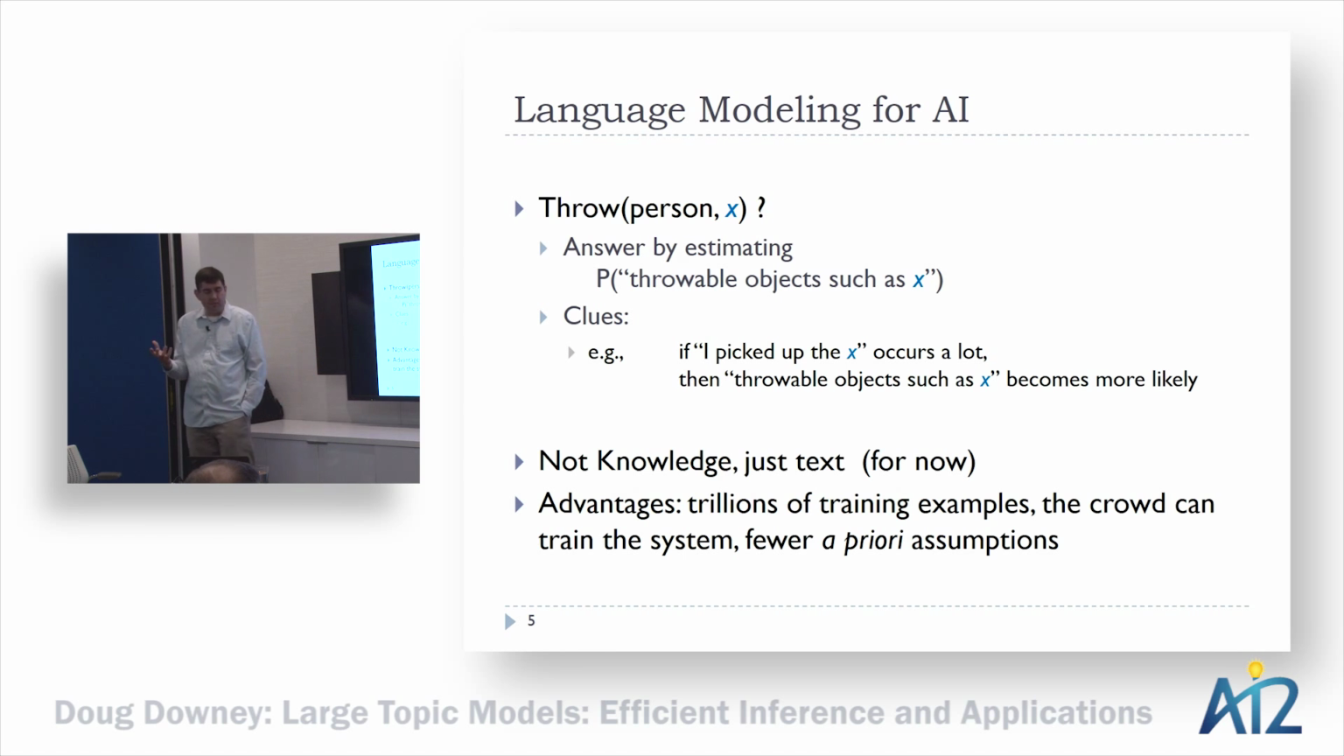We want to build models that can pick up on clues that look a little bit like world knowledge, but they're really just about regularities in sequences of text. So if we see "I picked up the X" a lot, all else being equal, that makes "throwable objects such as X" more likely to occur. And this is something that we can learn just by iterating over bodies of text.